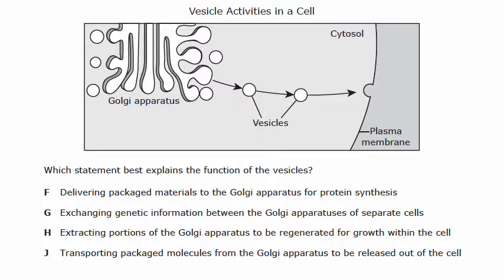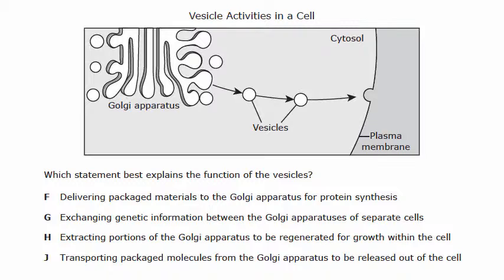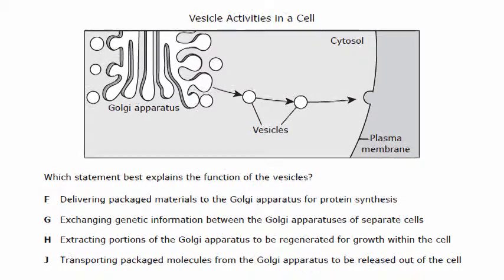F. Delivering packaged materials to the Golgi apparatus for protein synthesis. G. Exchanging genetic information between the Golgi apparatuses of separate cells. H. Extracting portions of the Golgi apparatus to be regenerated for growth within the cell. J. Transporting packaged molecules from the Golgi apparatus to be released out of the cell. Select your answer. Stop the recording. When you are ready, begin the recording again.